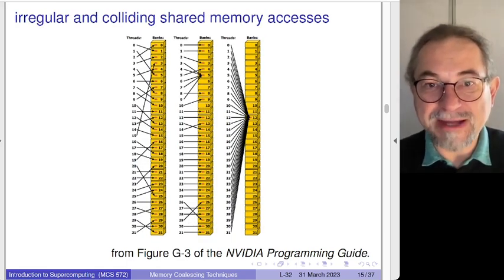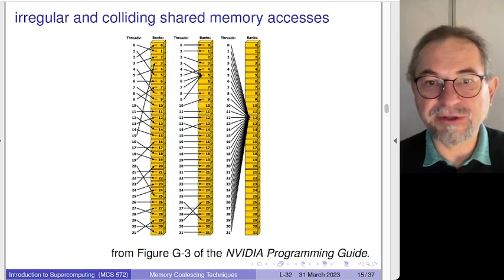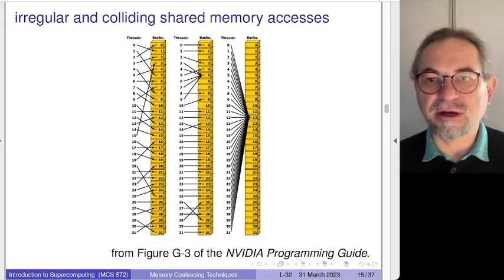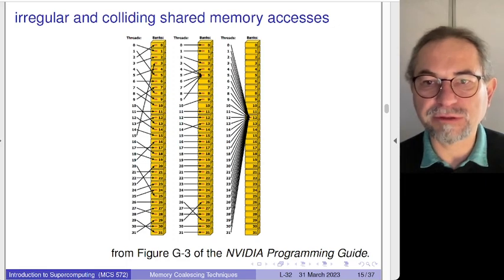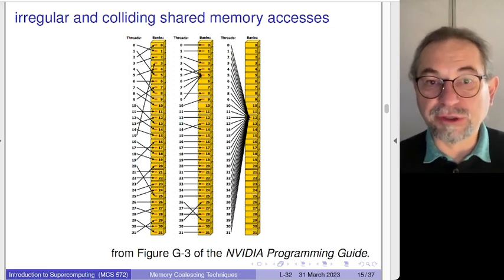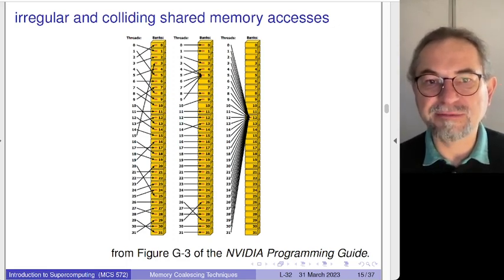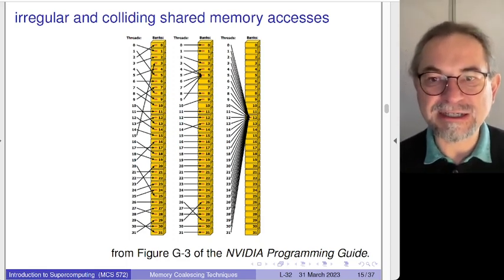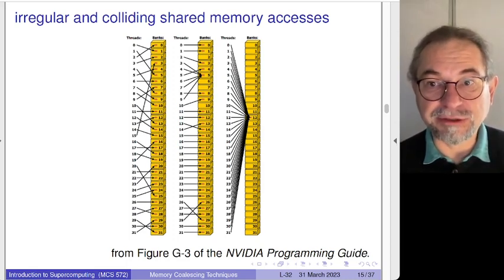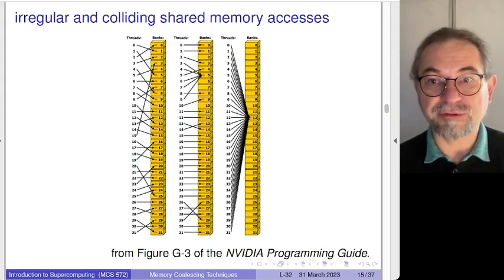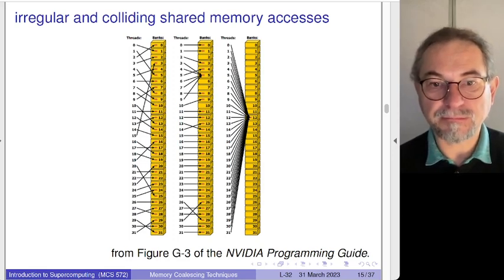Actually the most dramatic case here is the rightmost, where every thread wants to have access to the same 32-bit float number in a memory bank. So that's a collision. There is the irregularity, which is bad, which makes it cumbersome, most likely, to compute the indexing. But then you also have the collisions that are happening. Certainly, it is very bad if every thread wants to store something at the same memory location.